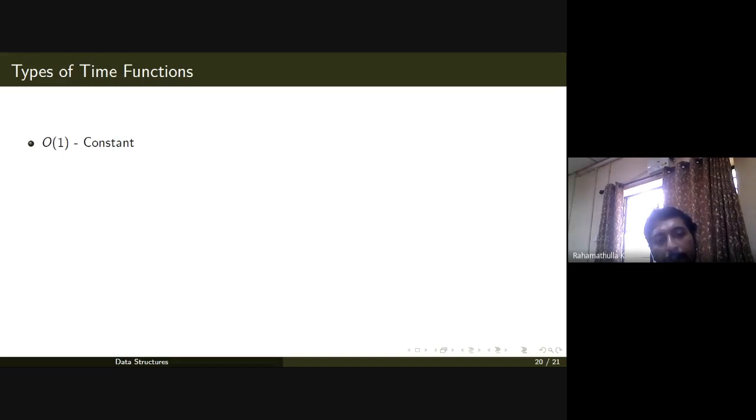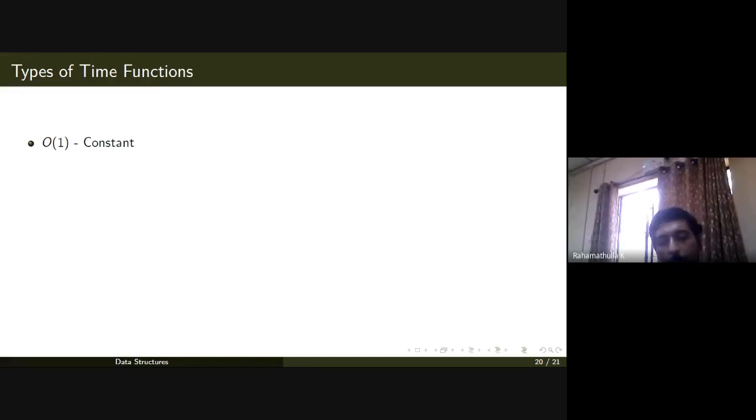Let's see some of the time functions which we have already seen. Order of one is constant time. It is not depending upon the input size of the problem. Whatever input size you give, the algorithm is going to give you a constant time. You can take examples from our stack data structure. Whatever may be the size of the stack, a push operation and a pop operation will take only constant time.